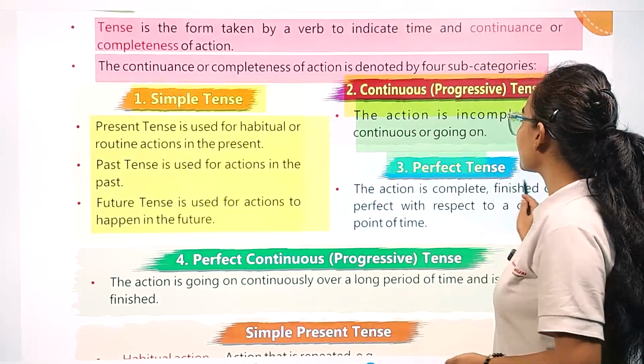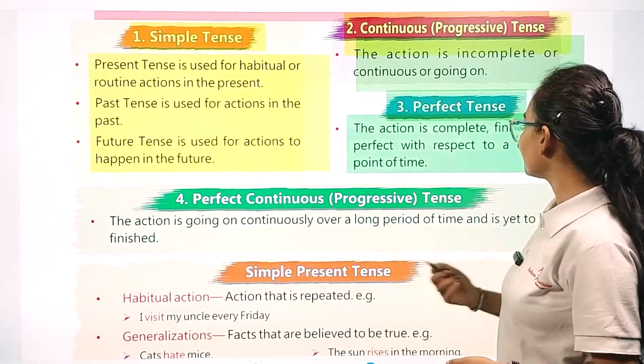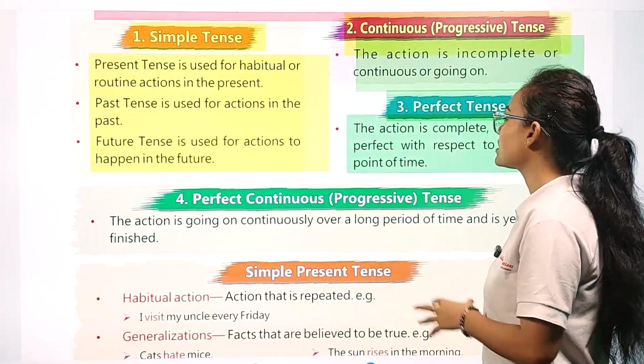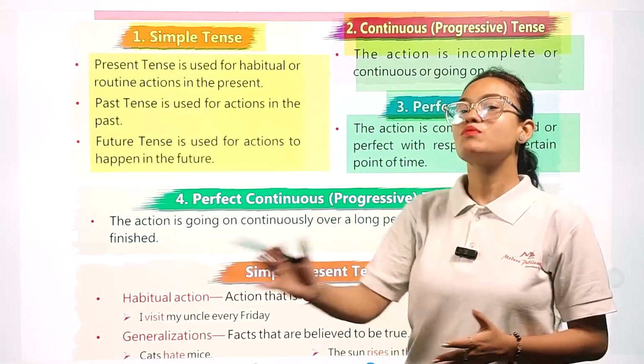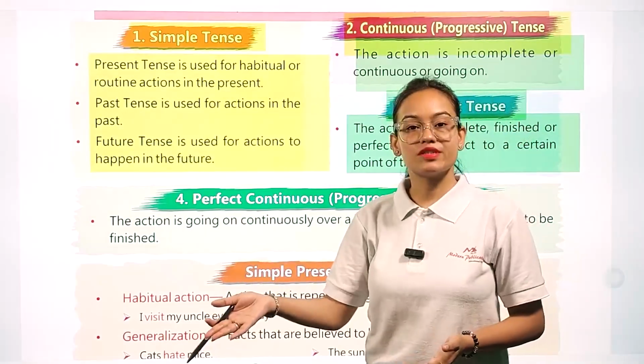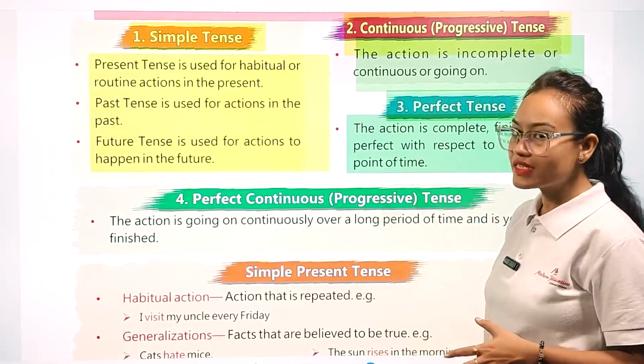Now the third one is perfect tense. What is the meaning of perfect tense? The action is completed, finished, or perfect with respect to a certain point of time. In perfect tense, my dear students, we see the action is already completed, meaning our work is already completed. So all this comes under our perfect tense.